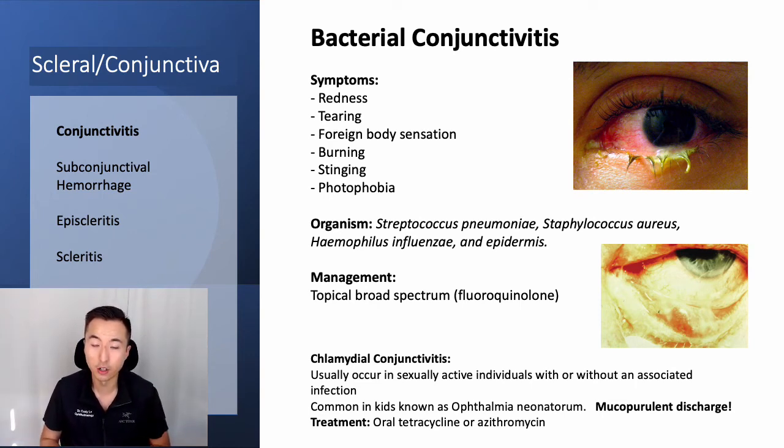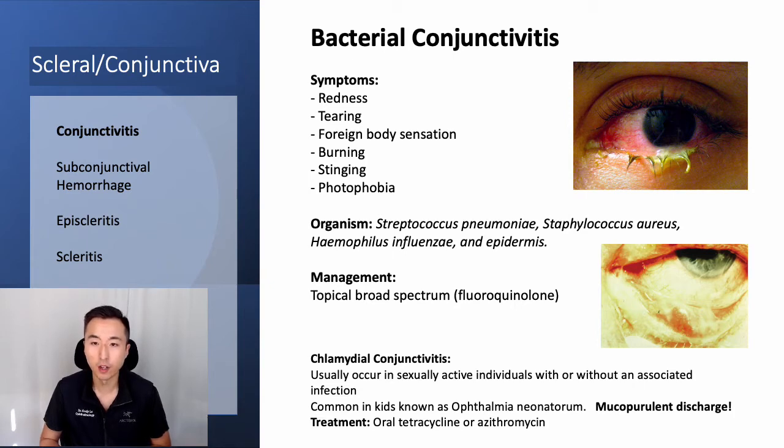Conjunctivitis is very common, and it's also very common on exams as well, and differentiating the different types of conjunctivitis. This is bacterial conjunctivitis, and so as you can see now, this is not really involving the eyelid, it's more so the conjunctiva, which is the transparent layer on top of the sclera, is very inflamed, and you see a lot of purulent discharge.